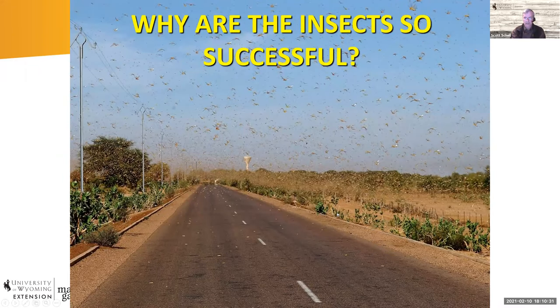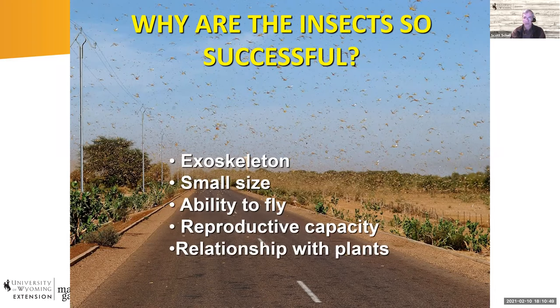So why are they so successful? This is a picture that was taken in Northwest Africa of a desert locust swarm that my boss took, and it illustrates one of the things that have made insects so successful through the eons of time: their ability to fly and exploit new habitats, move to areas where they can find the food that they need. Other features that make them very successful are an exoskeleton and a small size. I should go back to exoskeleton.